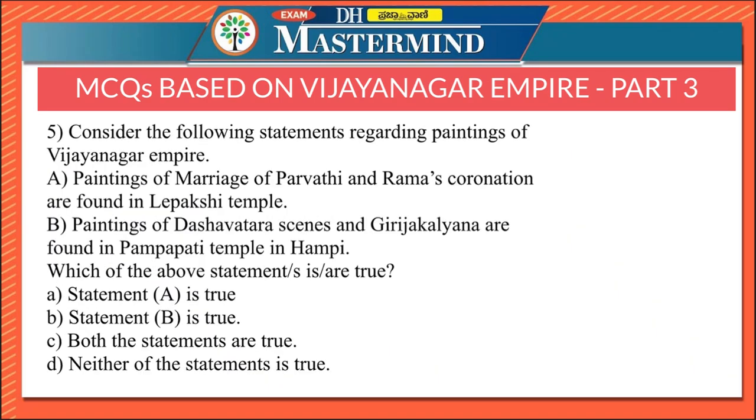Fifth question says, consider the following statements regarding paintings of Vijayanagar Empire. Statement A says, paintings of marriage of Parvati and Rama's coronation are found in Lepakshi temple. Statement B says, paintings of Dashavatara scenes and Girija Kalyana are found in Pampapati temple in Hampi. Both the statements are right. Therefore, the correct option is option C. Scenes of Ramayana, Mahabharata and Purana stories are found in Lepakshi temple. So paintings of Dashavatara and Girija Kalyana are found in Pampapati temple in Hampi. Therefore, both the statements are correct.